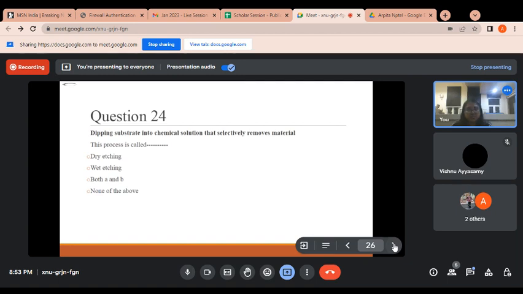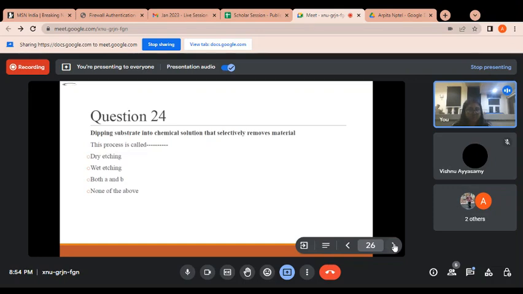This is the next question, question number 24. Dipping a substrate into a chemical solution that selectively removes the material. This process is called dry etching, wet etching, both A and B, or none of the above. What is the right answer? Wet etching. Yes. Why wet etching? Because here a chemical solution is used and the substrate is dipped into the chemical solution. That's why it is called wet etching.